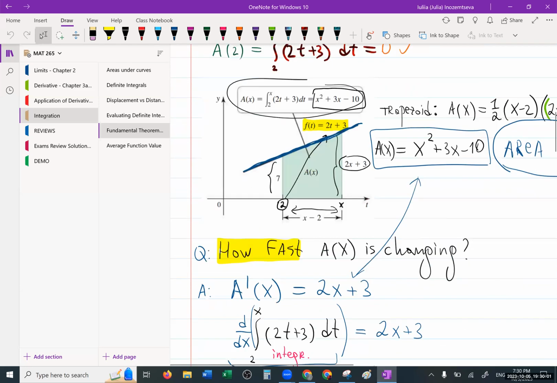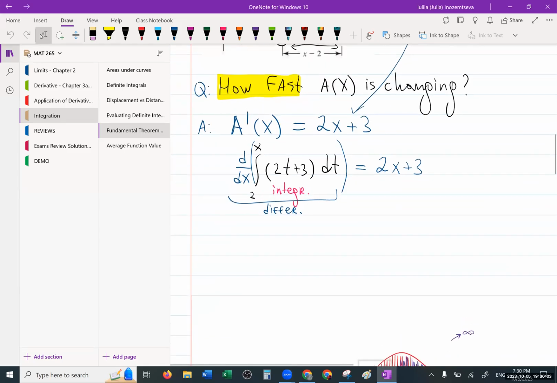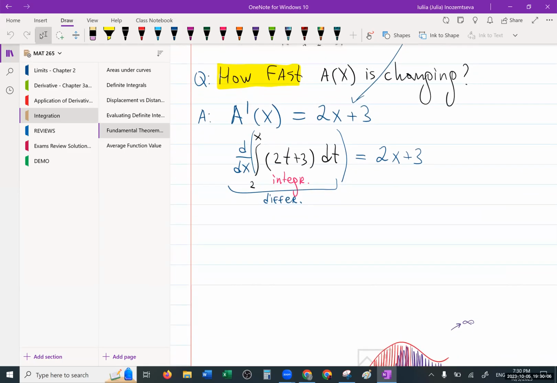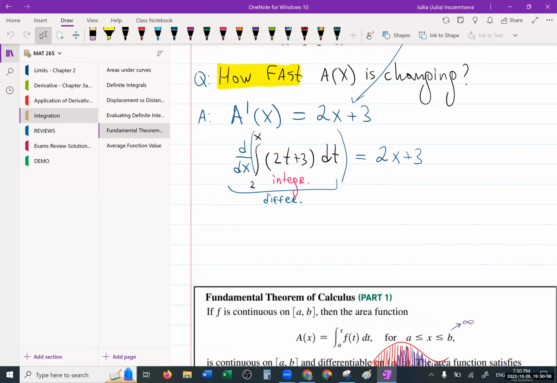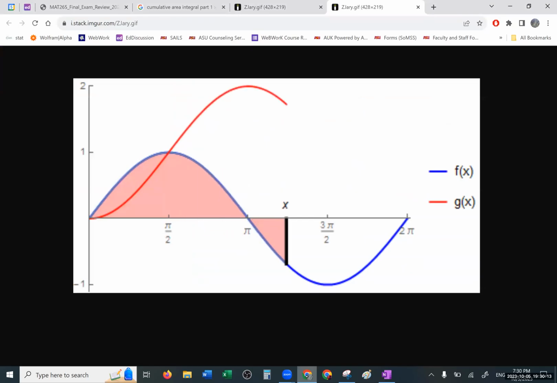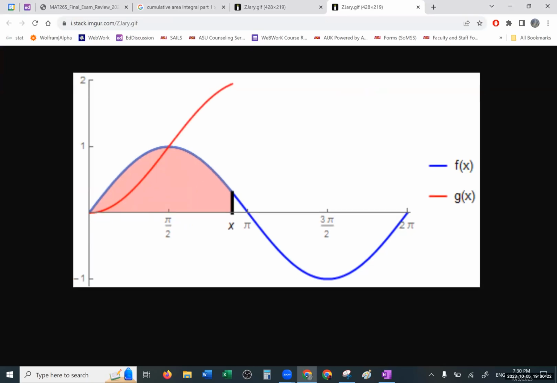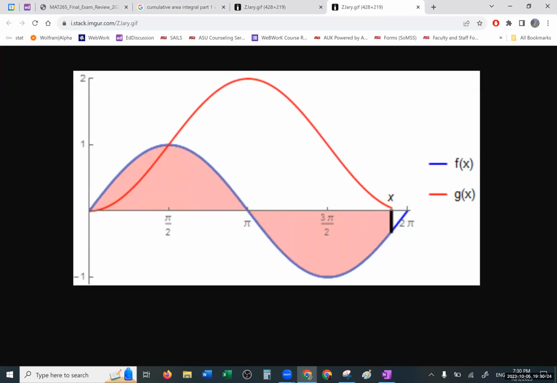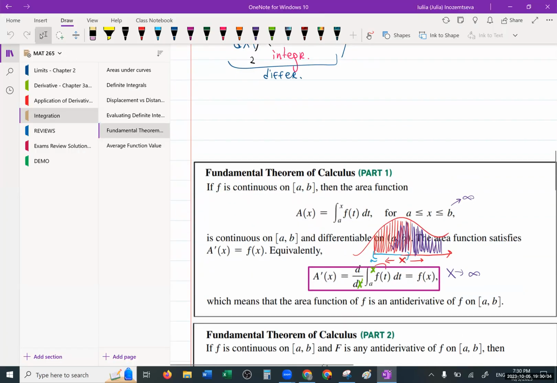So how fast area is changing. That's the derivative of the integral, right? So how fast, actually, this is a good one. How fast this area is changing. That's the derivative of the integral. And this graph is the derivative of the integral, the red graph. G is the derivative of the integral of f, actually. Oh, I think I finally explained it well. Yeah, I think I figured out how to explain.